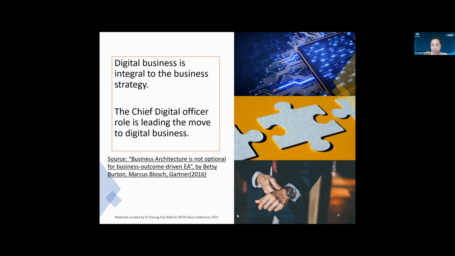Right, so this is an article from Gartner. Gartner has been saying, since 2016, that enterprise architecture must be business outcome driven, right? These two sentences are from this article. So Gartner has been advocating that we are talking about digital business, which becomes an integral part of the business strategy, right? And they use the term chief digital officer. I would think that even the chief information officer, even the chief digital officer, has a role to lead the move into the digital business.